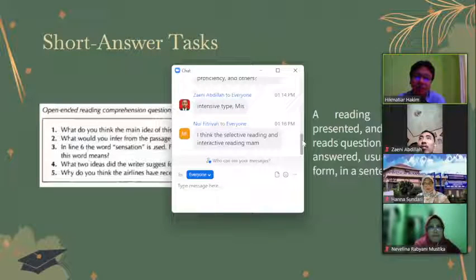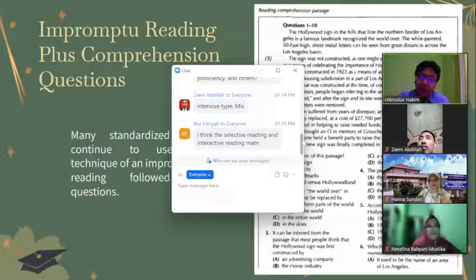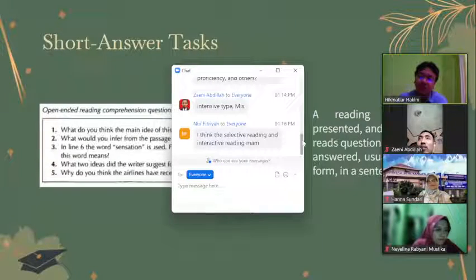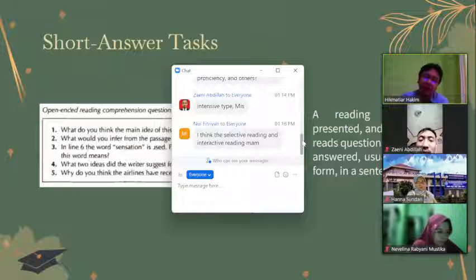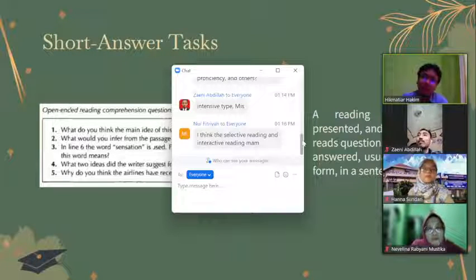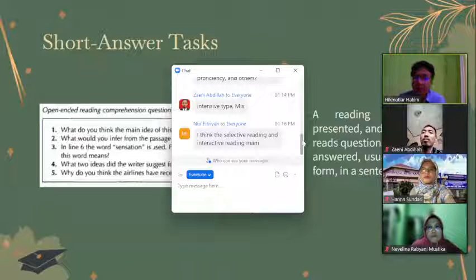Now, the short answer task also. If you don't have the time to make the choices, we could have a short answer task. You give the several paragraphs before, and then you give the questions to the students. But the answer should be in short sentences. Same as before, the disadvantage for this one is the answer could be very varied, not only one correct answer. So it takes a longer time for us to check the students' answers. If the students are 40 or 50 or 100, I don't think this is going to be the correct assessment that we have to choose.